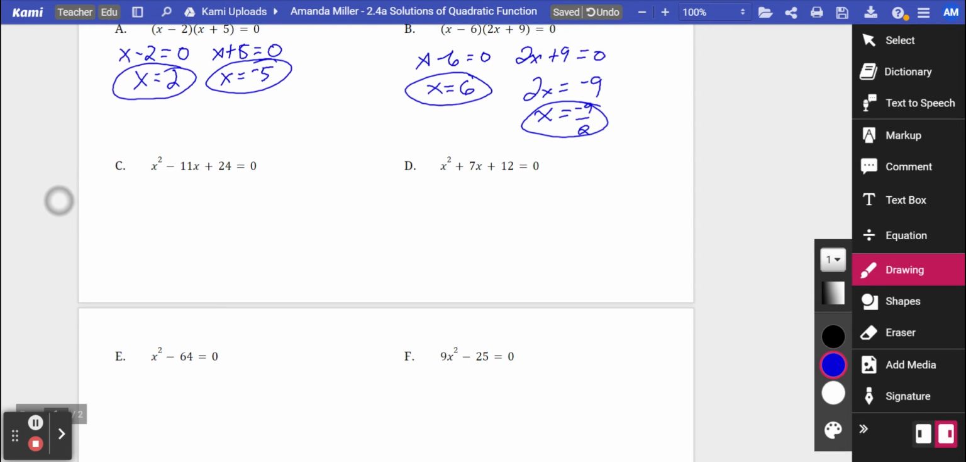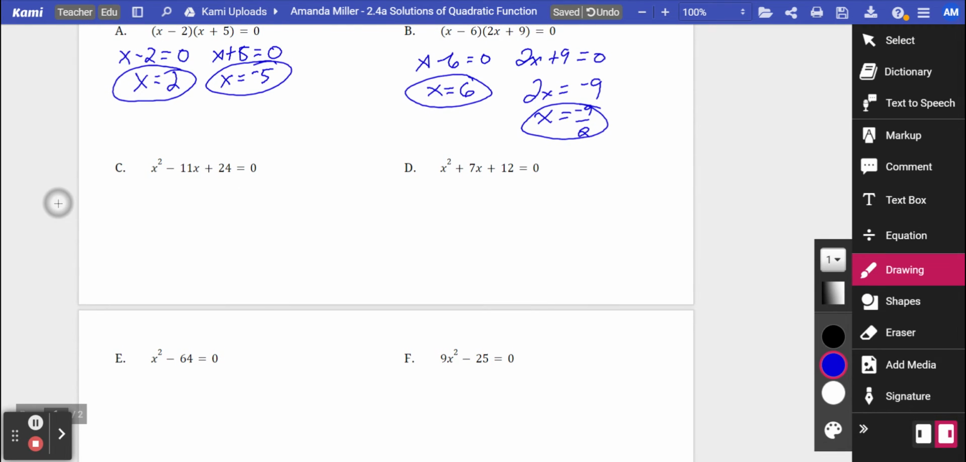So if I'm looking at example C, do I have a greatest common factor? I don't, so I have to use the AC method. The AC method says I'm going to use 1, because that's A, times 24, which would be 24. Listing multiples of 24, I have 1 and 24, 2 and 12, 3 and 8. I'm looking for the set that gives me -11. If I change this to -3 and -8, that gets me -11.